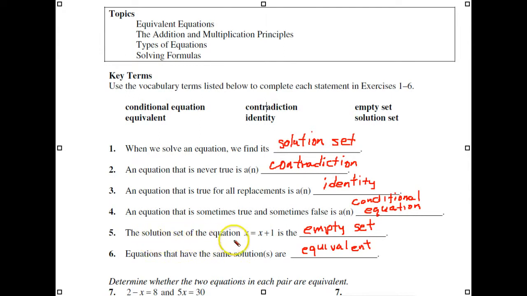The solution set of the equation x equals x plus 1 is an empty set. And I don't know if you recall what an empty set looks like. It would be a set of brackets that has nothing in it. So that's an empty set. Another item that's used to indicate that is a 0 with a slash through it. So these are other ways to indicate an empty set. Equations that have the same solution are equivalent. As we go on, you'll see examples of these.